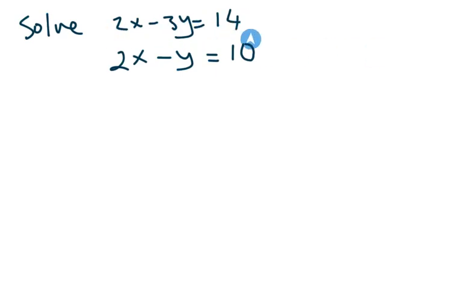Okay, I'm going to look through my two equations, and I can see I have 2x here and 3y. So not quite as easy to get x on its own or y on its own. I have a 2x and I have a minus y here. So I could work out getting y on its own using this equation here, couldn't I? Okay, so I've got 2x minus y is equal to 10. Let's get y on its own.